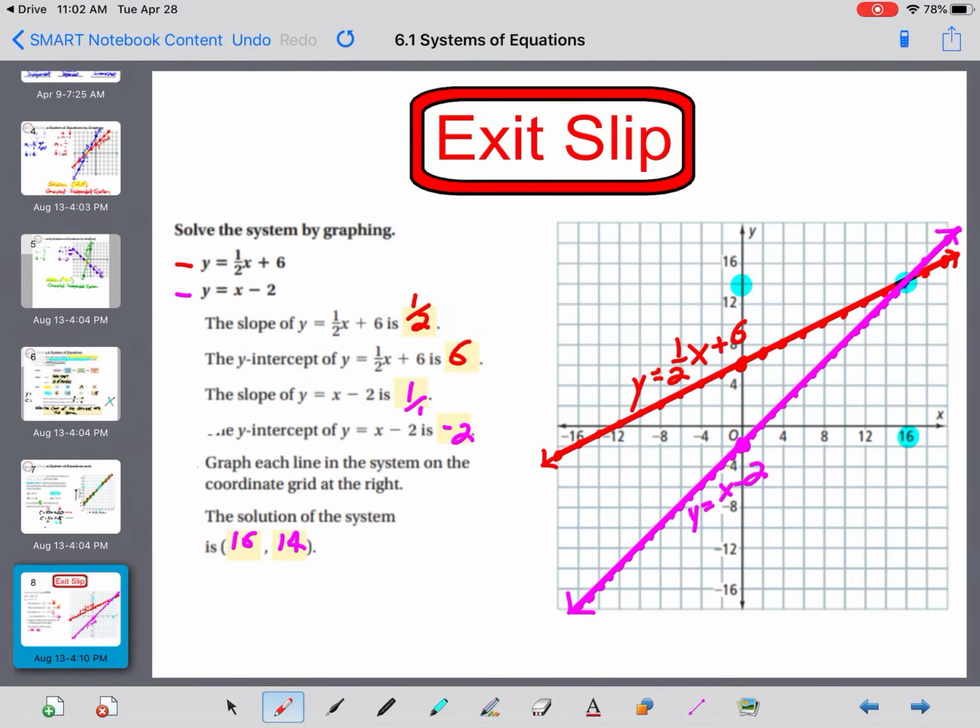So again, one solution. These lines create that X shape. They overlap one time. That is consistent, independent.